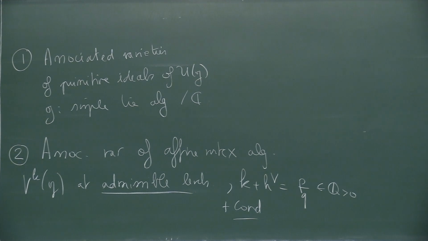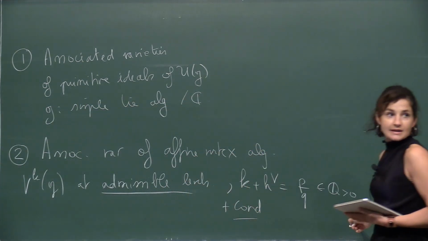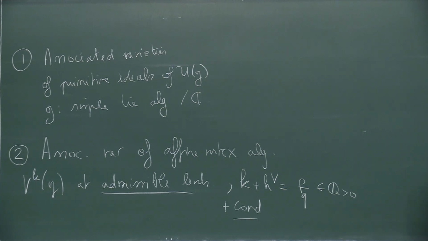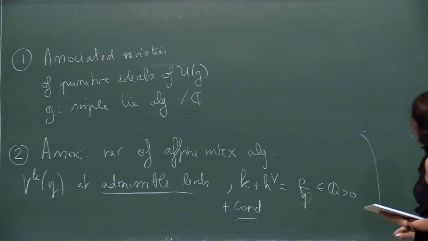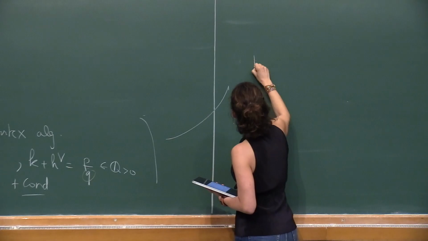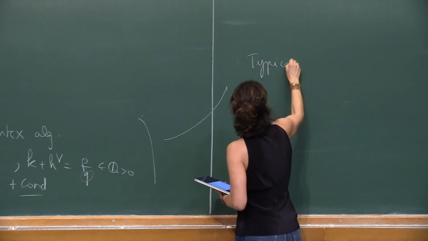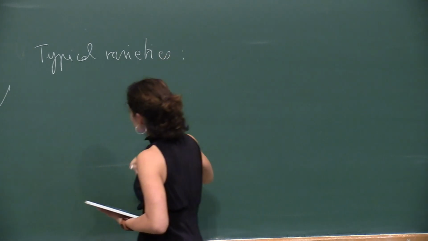And also, as we will see later, the construction is quite different from this construction. It is inspired and motivated by this notion. And here I can tell you right now what are the typical varieties appearing in this context. So in this context, with q as here, typical varieties are the following.